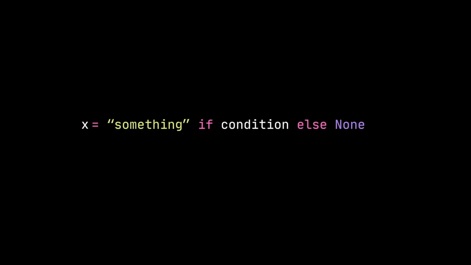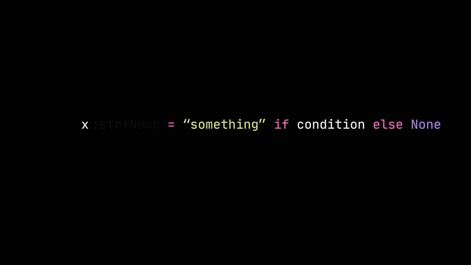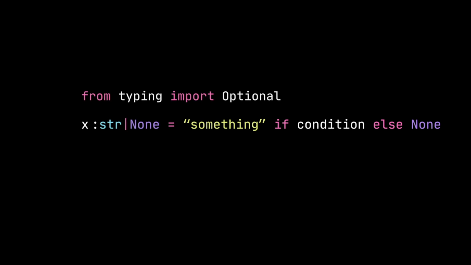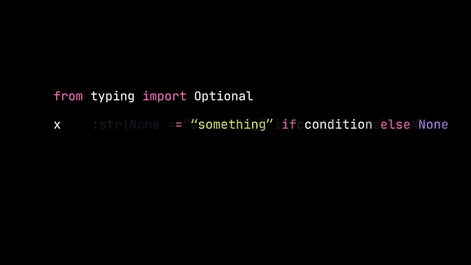What happens if our variable is potentially none? In this case, x can either be a string if condition is true, otherwise it's assigned to none. From what we just learned, you might expect we define the type to be a string or none. This is correct, but there's an easier way to do this. If we import the optional type, we could define the variable to be an optional of string. This means we expect x to either be a string or none. We should use optional if the variable is potentially none.